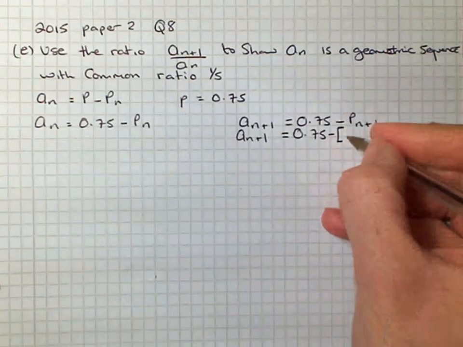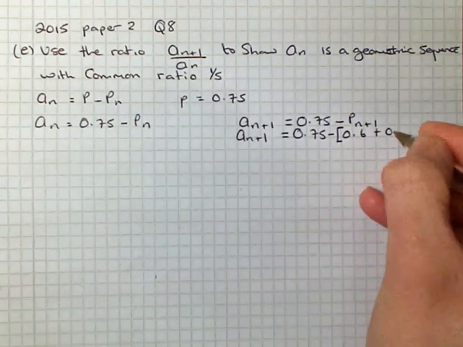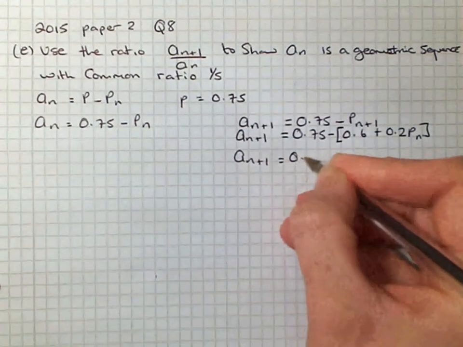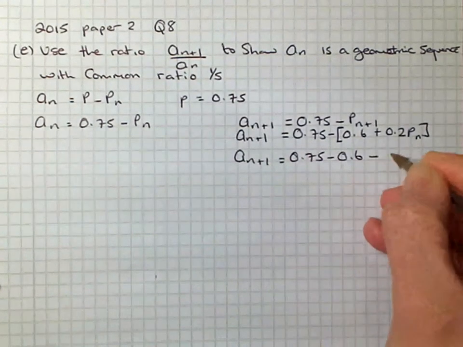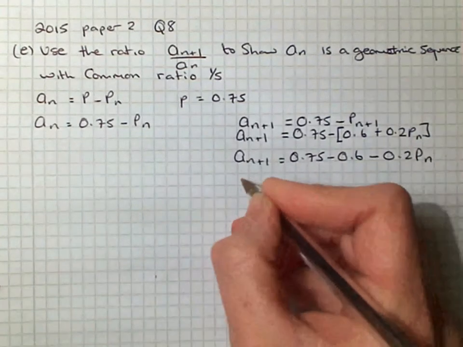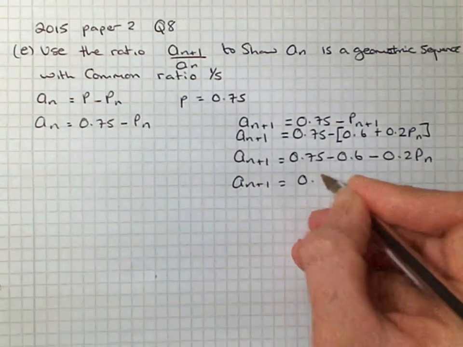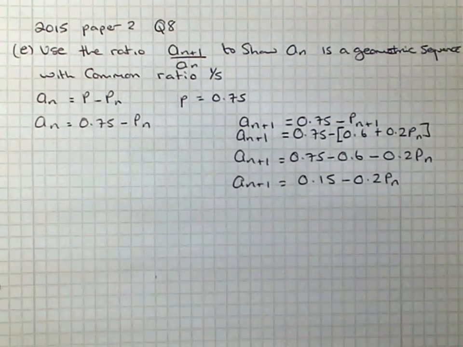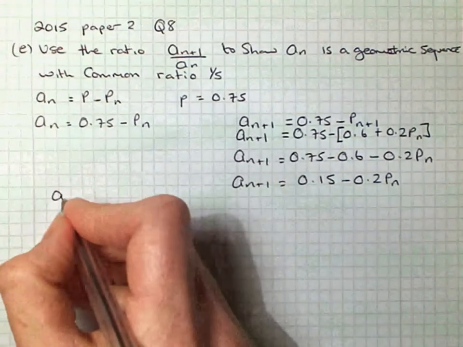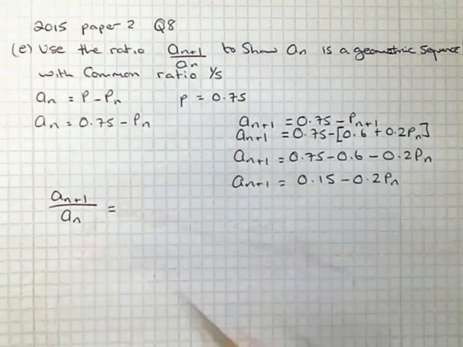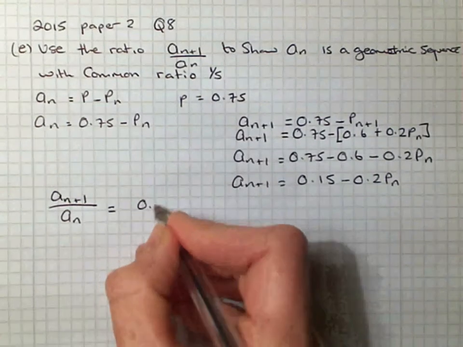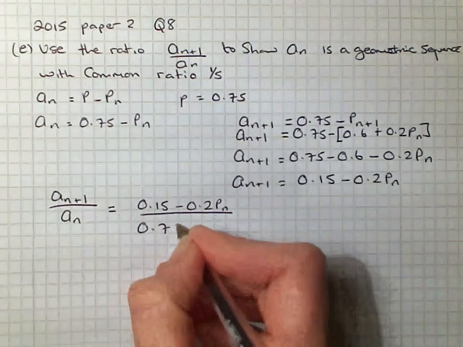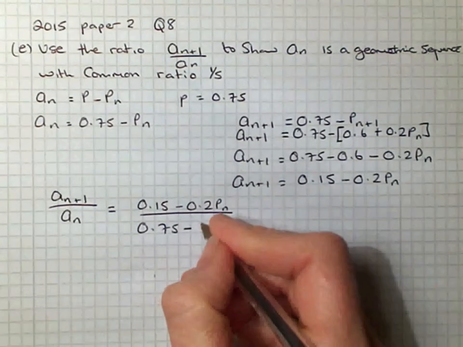Now, further back in the question, we found what pn plus 1 was in part D of the question, and it is 0.6 plus 0.2 pn. So an plus 1 is equal to 0.75 minus 0.6 minus 0.2 pn. And when we simplify that, we get 0.15 minus 0.2 pn. Now, we're asked in the question to use the ratio, and it's an plus 1, any term divided by the previous term. So an plus 1 is 0.15 minus 0.2 pn divided by 0.75 minus pn.